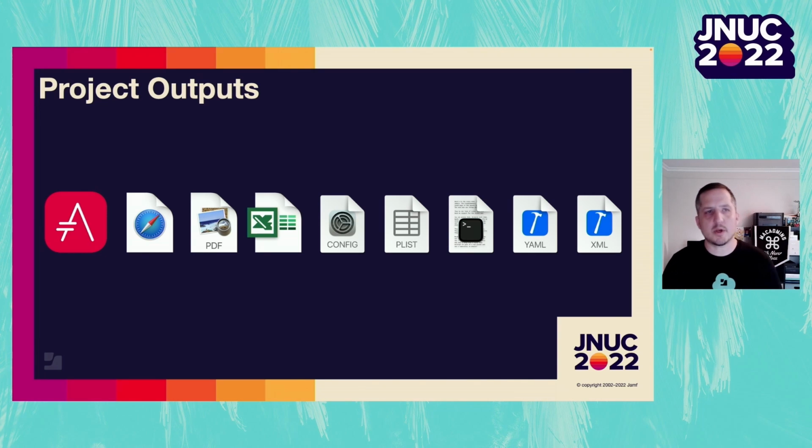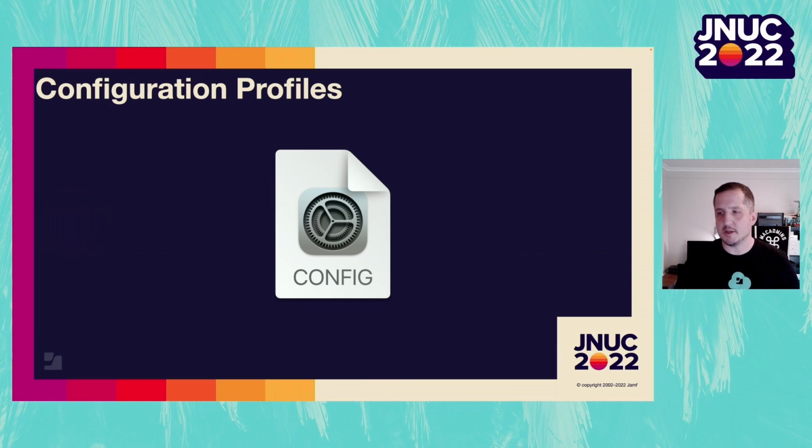So let's take a quick review of everything that can be generated by the project. We have our AsciiDoc, which is used to generate both an HTML and PDF guide, our Excel spreadsheet for your auditors, the configuration profiles and plists, unsigned and signed, a compliance script, some additional YAML files if you're running some of the other scripts from the project, as well as some SCAP content via XML.